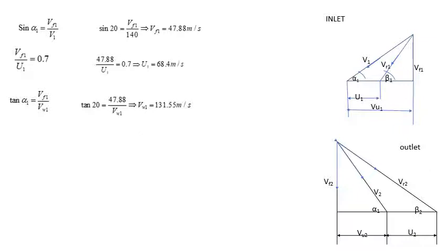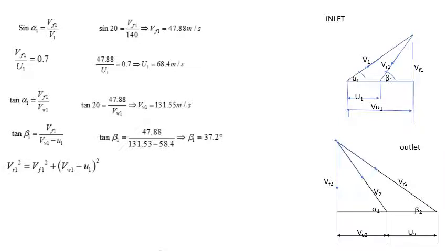131.55 meter per second. So now taking one more relation, tan beta 1 is equal to Vf1 by the ratio of Vu1 minus U1. So by this relation we can find out the value of blade angle at inlet, that is beta 1 is equal to 37.2 degree.